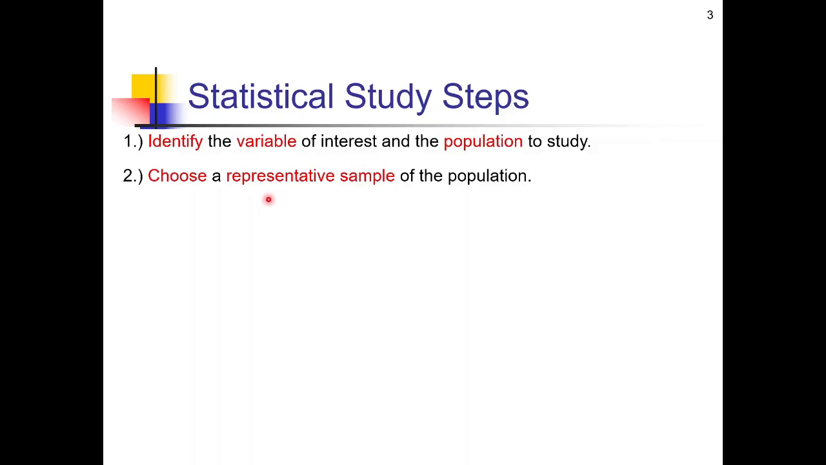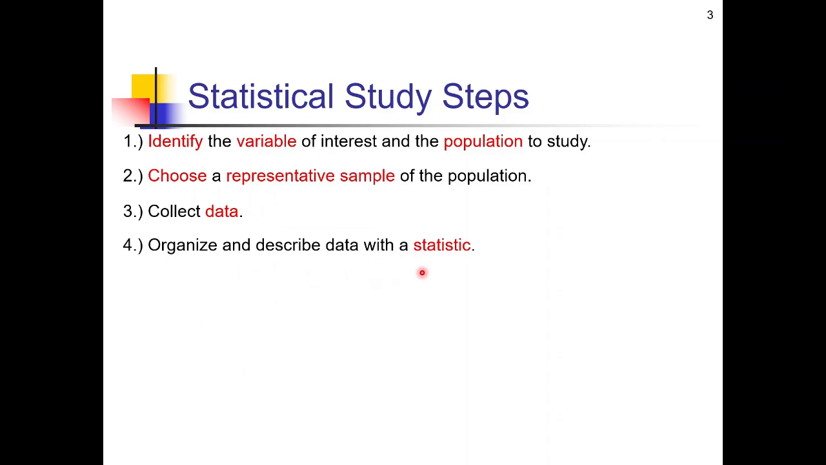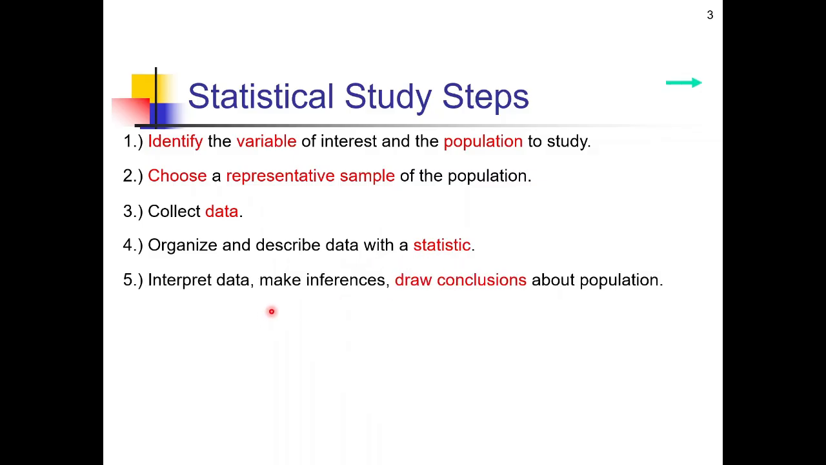After you've got your sample size, you're going to go and collect some data from that sample. After you've got your data, you're going to organize and describe that with a statistic, so maybe finding the mean, median, or mode, or any of a number of other things that you could do to organize that information. And once you've got everything organized or have a few of these statistics to work with, then at that point we interpret data, make some inferences, and draw conclusions about that population that we started with. So this is the whole process.